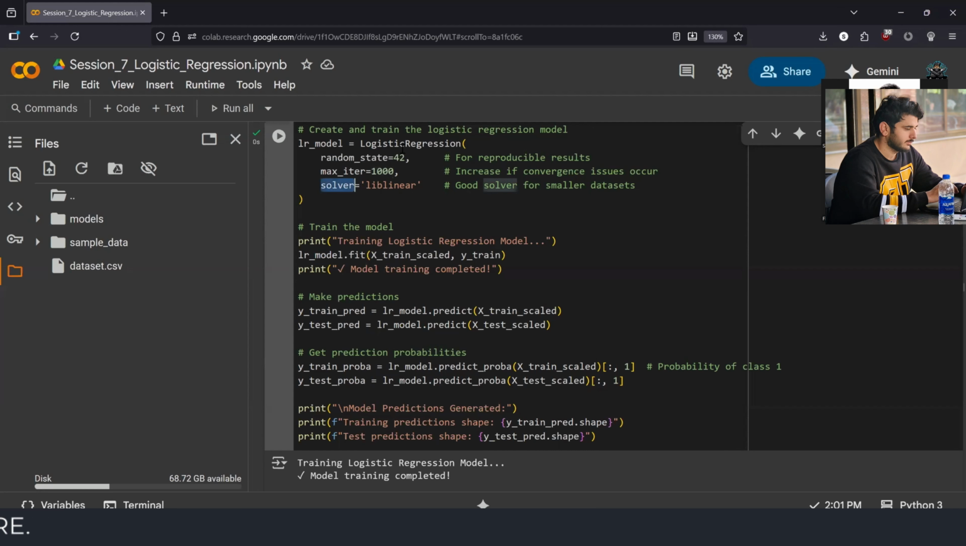Now, solver: in logistic regression from sklearn, we have different solvers that can be used to train it, but most of the time we use liblinear here. Now we train it based on X_train_scaled and y_train values. y_train is basically our 0s and 1s, and we don't scale our dependent variable.